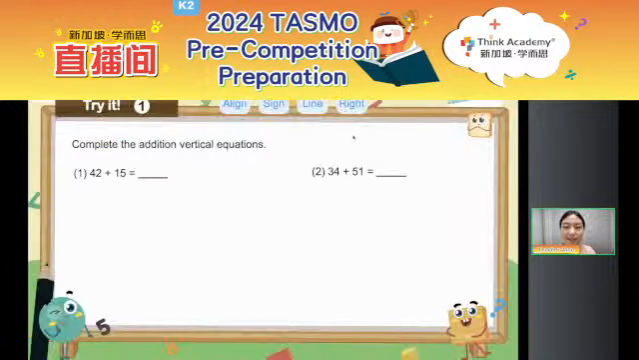Okay, this time I'll give you 1 minute to do the question by yourself. Complete the addition vertical equations. You can also type your answers in the chat box after you finish. Okay, so everyone, don't forget that there are 4 steps for us to write down the equation. Align the tens and ones and write down the signs, then draw a line at the bottom, and then start from the right to the left.